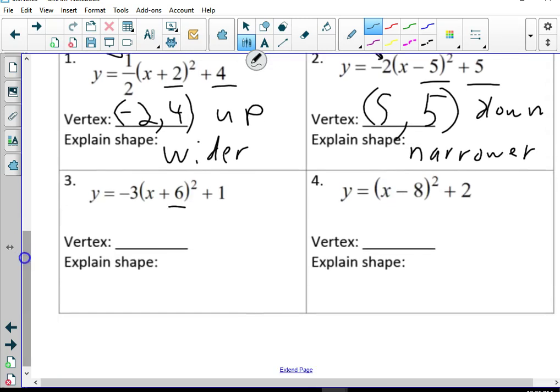Okay, h, k. What's the opposite of 6? -6. And that goes right there. Is it opening up or down? Down. Is it wider or narrower? Narrower.